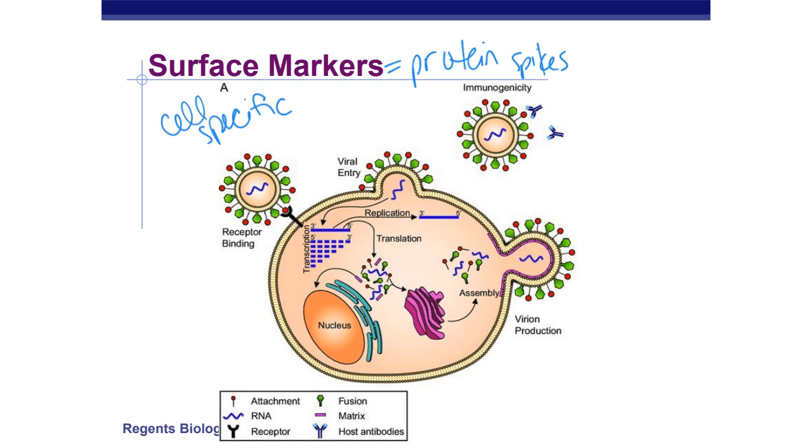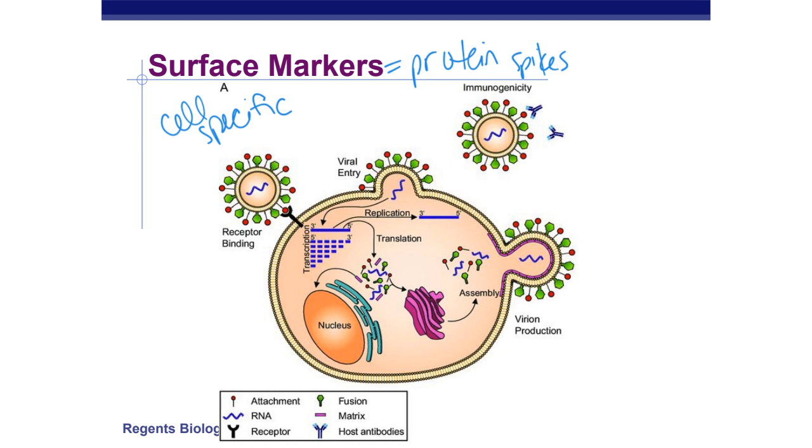Maybe you get a stomach flu, a stomach virus, and so you're vomiting. You don't have a fever, you don't have congestion, you're just vomiting. Well, with a cold, you're not vomiting, which means that your GI cells are not infected by the cold virus, but they're infected by the stomach virus. But the stomach virus didn't infect your nose cells or your throat cells. So the surface markers, or these protein spikes that you find on the viruses, they help determine which cells the virus is going to be able to infect.